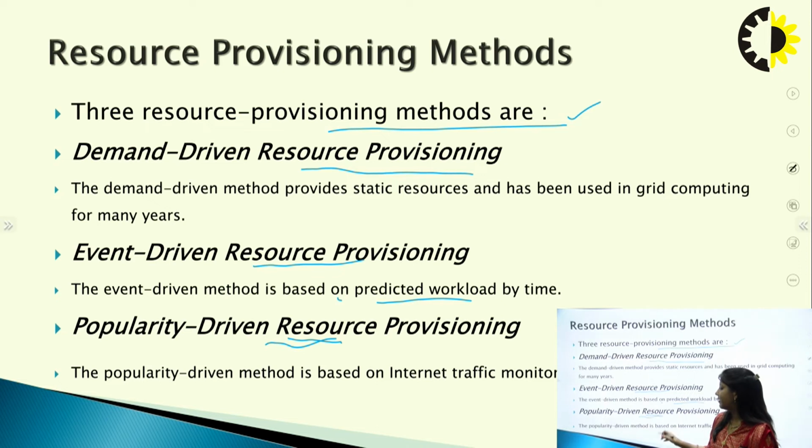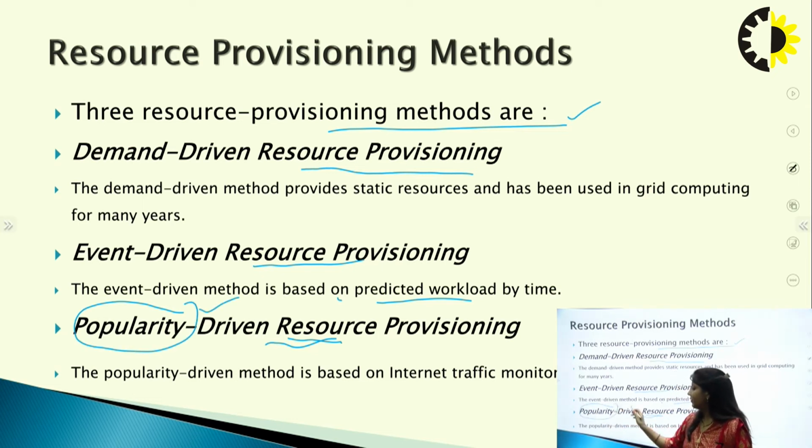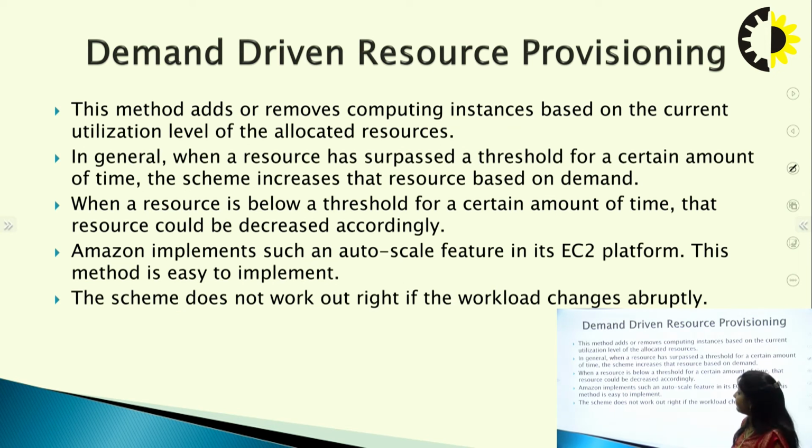And popularity driven means the requirement can change according to the need of the market. So some applications are highly demanded, so this depends on the demand or popularity. Which is most important, if the popularity increases, then we have to deploy that application on that virtual machine. That is very important. So on the basis of the popularity, the resources are going to be provisioned. So these are actually three methods. So we can understand it in detail.